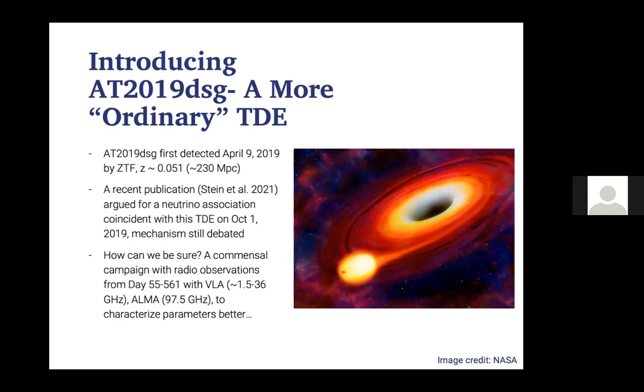Well, you can, of course, take radio observations that are just a lot better using the VLA, at 1.5 to 36 gigahertz. We also used ALMA, which is the Atacama Large Millimeter Array, down in Chile, at 100 gigahertz, so higher frequencies, in order to understand what exactly is happening in this TDE system. The reason this is such a well-studied one is that it happened much, much closer than a lot of other TDEs. This was only 230 megaparsecs away. For these sorts of objects, that's quite close, trust me.